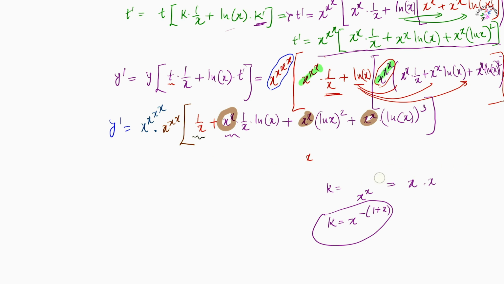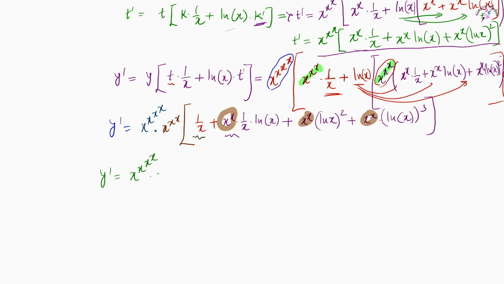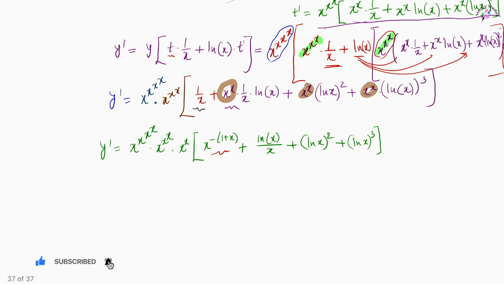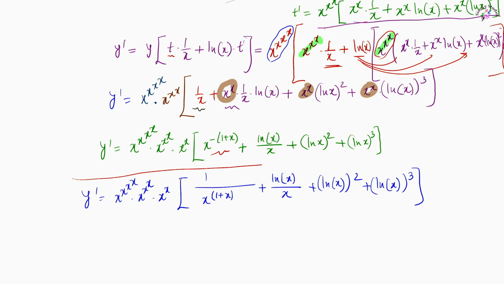So by doing this, finally we will get y prime is equal to x raised to x raised to x raised to x times x raised to x raised to x times x raised to x. Now inside, what is left? X raised to negative 1 plus x, right? Plus ln x upon x plus ln x whole squared plus ln x whole cubed. Okay, and finally we can express this as a fraction as y prime equals. So this is the final answer for the derivative of x raised to x raised to x with respect to x.